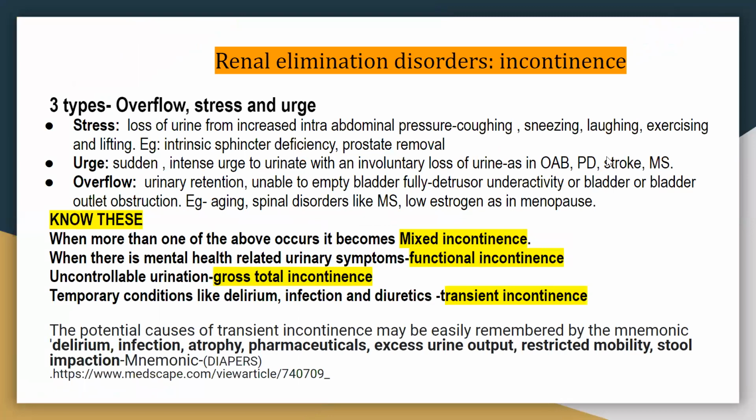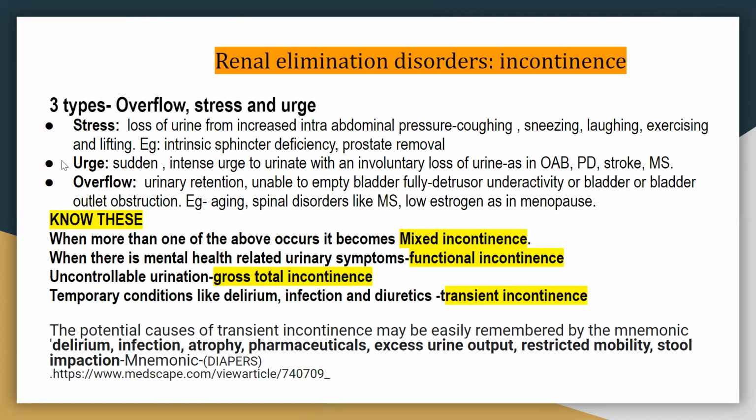Let's start with your elimination disorders, which are very commonly seen in the clinical setting: incontinence. There are 3 types you will see on questions: overflow, stress, and urge. I have described each of them with clinical examples, so study this entire slide. Intrinsic sphincter deficiency is seen on questions. In patients with BPH, after their prostate is removed, it's also seen.